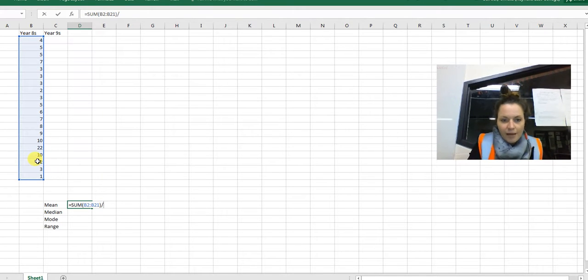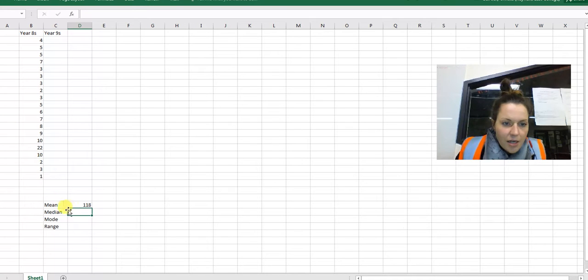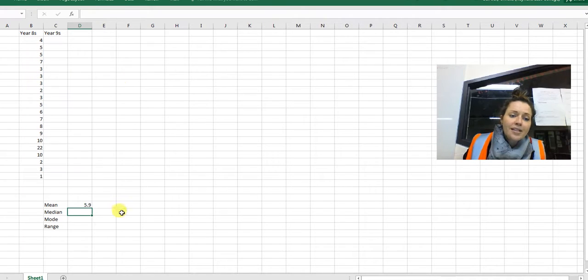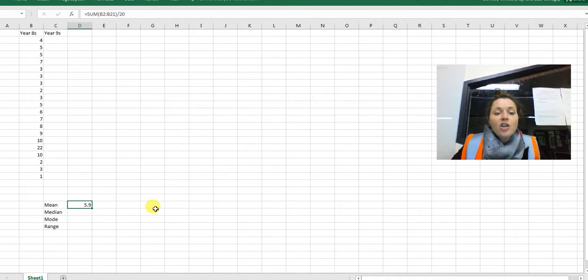So once I've got my sum, I'm going to just show you that. If I've added all of these numbers up together, it equals 118, and then I just need to divide that by the total number of responses. So in this scenario, that would be 20. So divided by 20, and my mean score then would be 5.9. So I can use this, this is my average result.